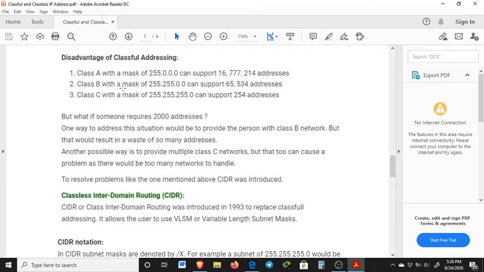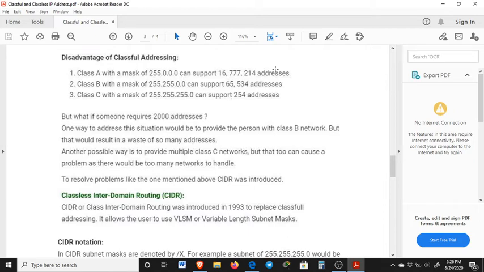And then moving on to class B, the subnet mask for class B is 255.255.0.0, and it can support over 65,000 IP addresses. And class C, which is mostly used by small organizations, can support 254. And the subnet mask for that is 255.255.255.0.